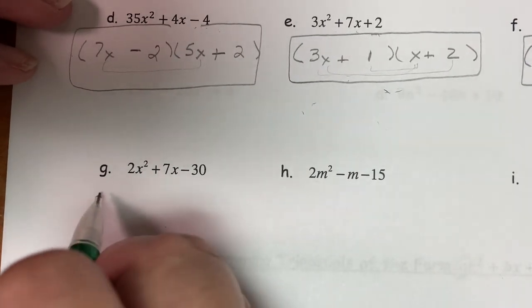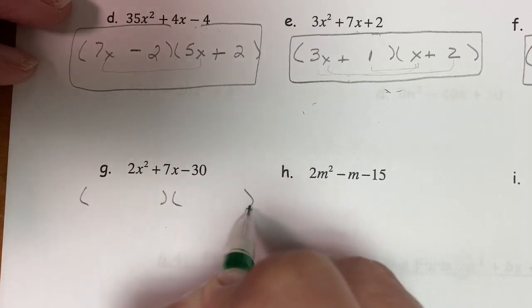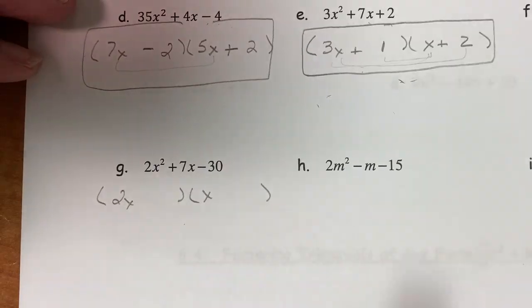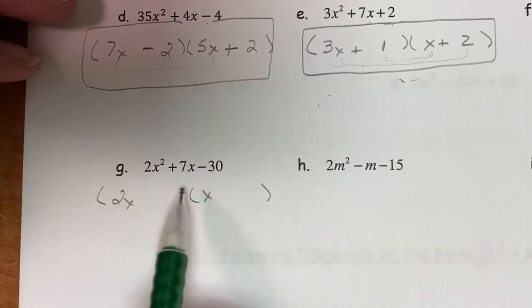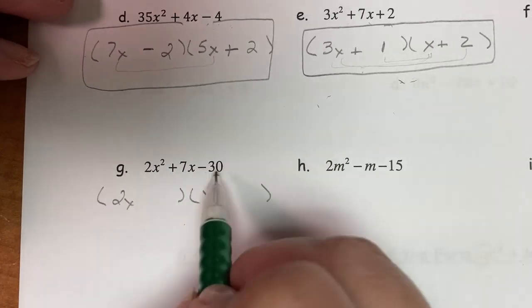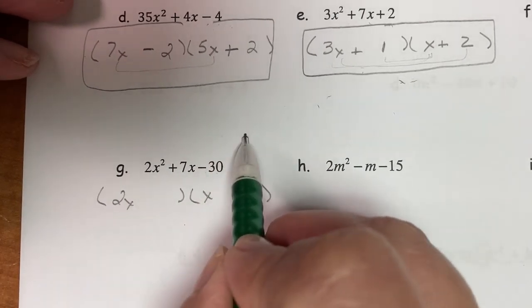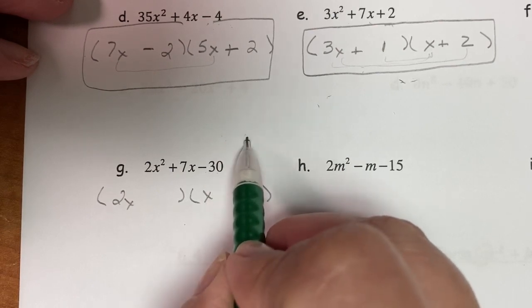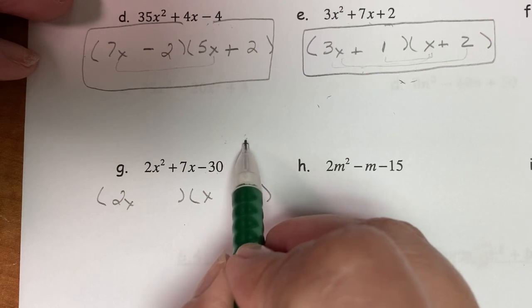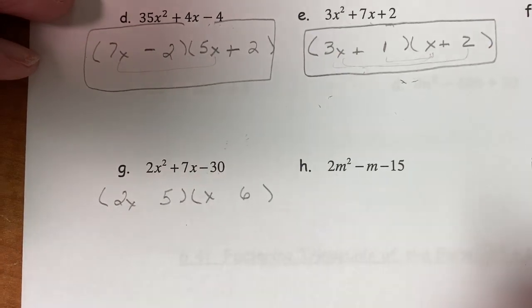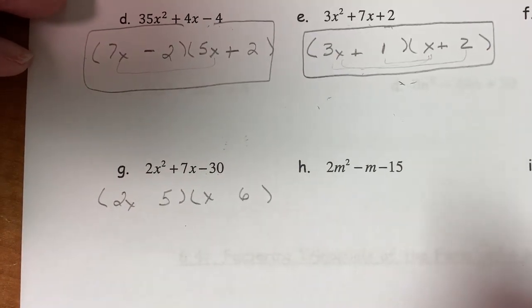All right, so for G, again, here we go, 2 sets of parentheses. Well, 2x squared, it's got to be 2x and 1x. Now, because the last sign is negative, we're going to have one of each, so we don't know which one goes where, so we can't put those in. So 30, I can split up into 1 and 30. Probably not. 2 and 15, 3 and 10, 5 and 6. I'm going to try the 5 and the 6 first. Again, I always try the numbers that are closest together. So let's see if that works.